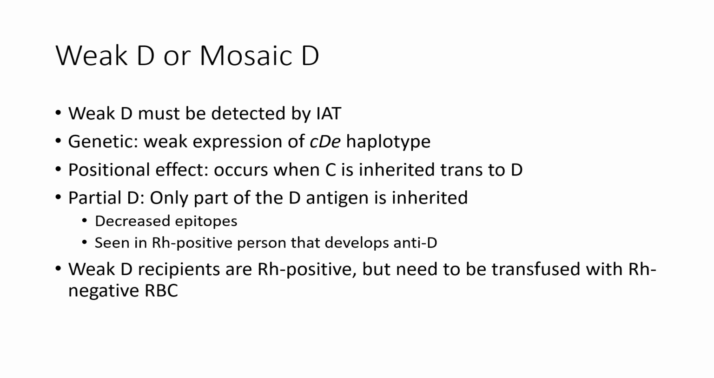Partial D is usually caused by decreased epitopes, so therefore they have decreased antigen antibody binding sites, and it's usually seen in Rh positive people who develop anti-D regardless of their Rh status. Weak D recipients are Rh positive, but we need to transfuse them with Rh negative red blood cells so that they don't develop the anti-D antibody.